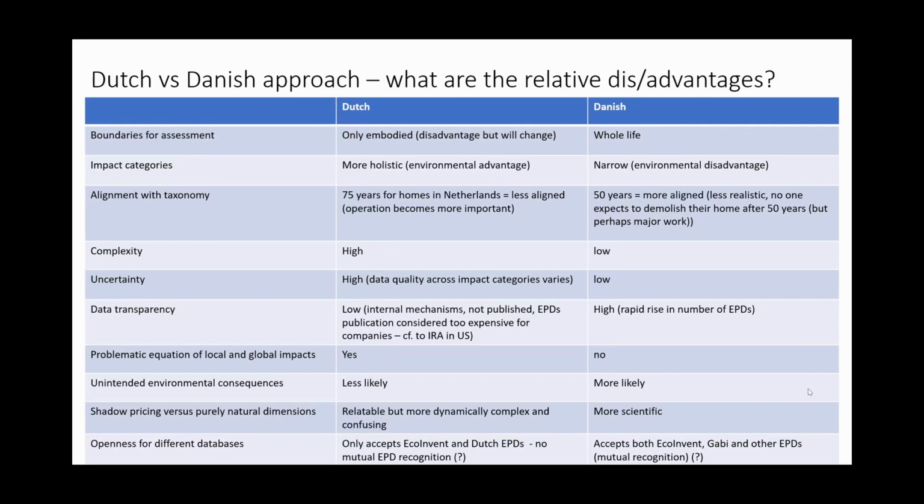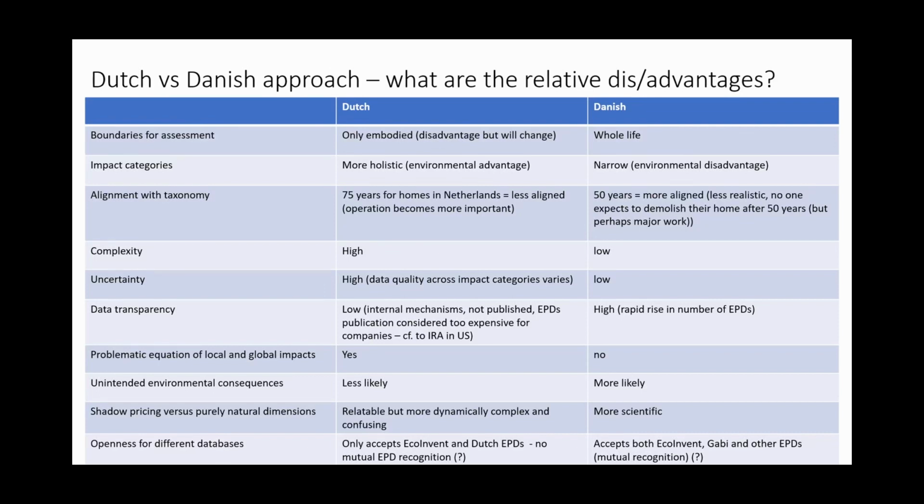Data transparency seems to be relatively low in the Dutch approach. So you have more reliance on internal mechanisms, less on published EPDs. And it's interesting, somebody was saying that maybe the publication of the EPD seems to be too expensive for the companies. And then we were linking this back to the Inflation Reduction Act, where you have lots of support for companies to publish EPDs. And in the Danish approach, the data transparency is relatively high, with a rapid rise in the number of EPDs, which then also benefits the customers of Danish companies.